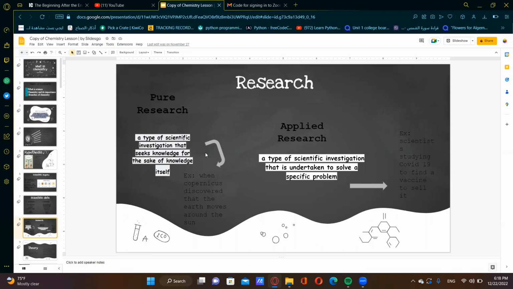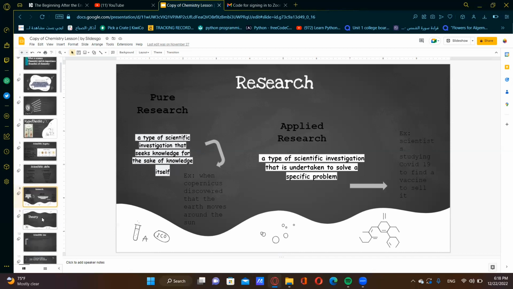And then we have applied research. It's a type of scientific investigation that's undertaken to solve a specific problem. So, for example, scientists would study a specific pathogen in order to create a medicine to cure that pathogen. And as you can see, for example, scientists studying COVID-19 to find a vaccine so they can sell it. If you have heard of Pfizer and these companies.